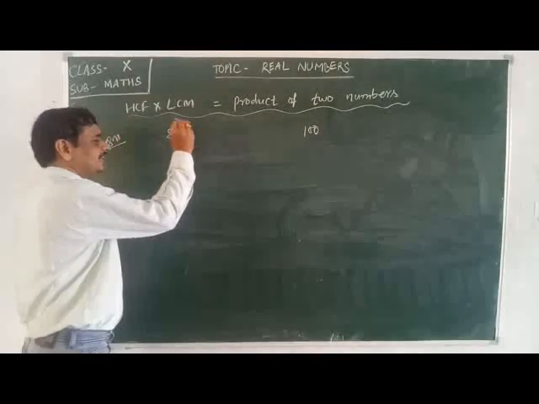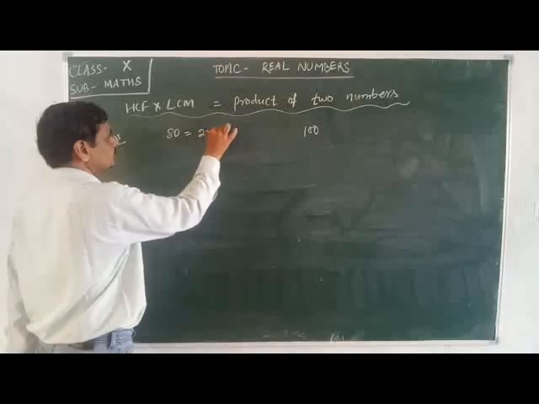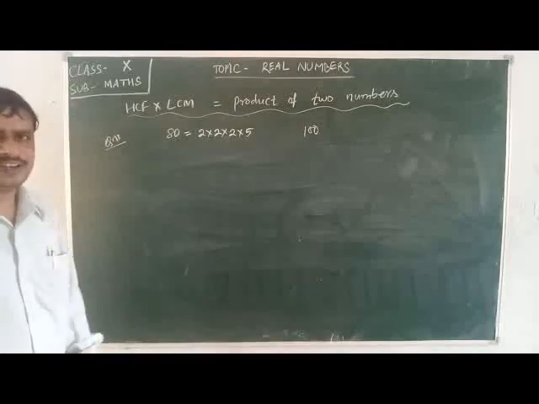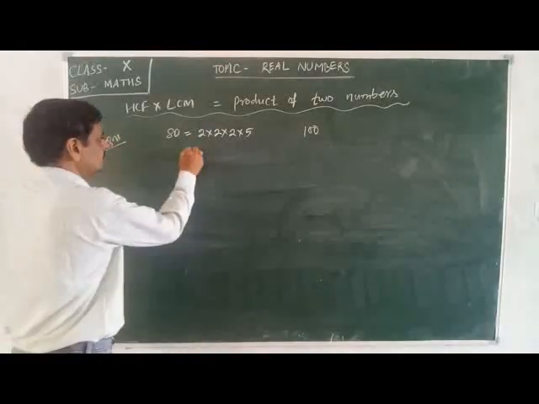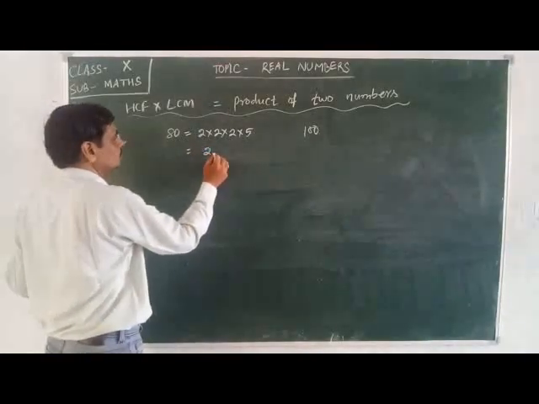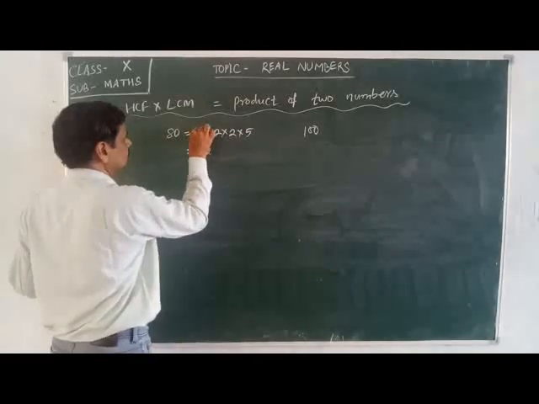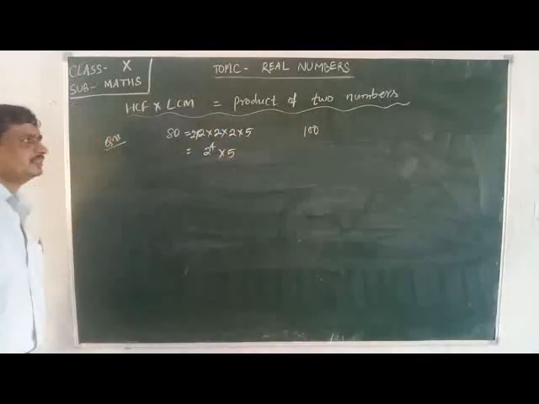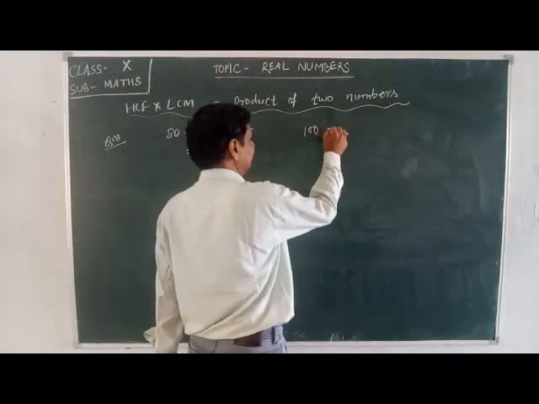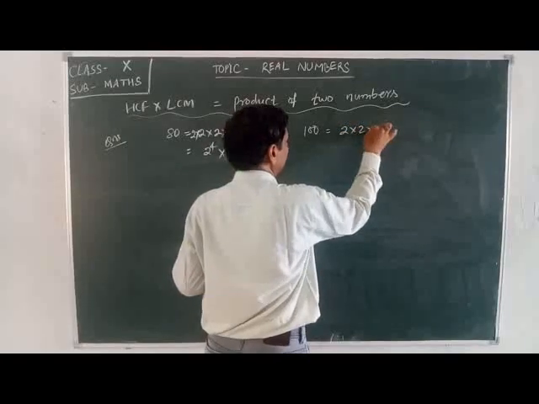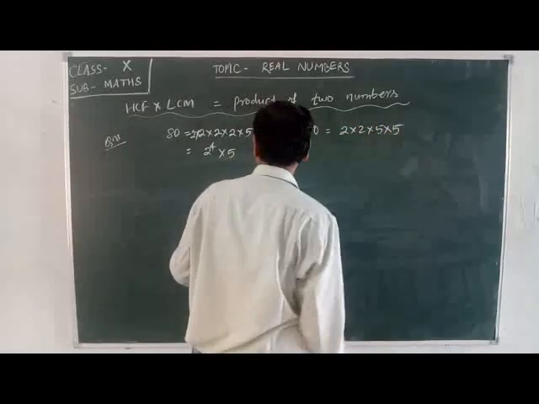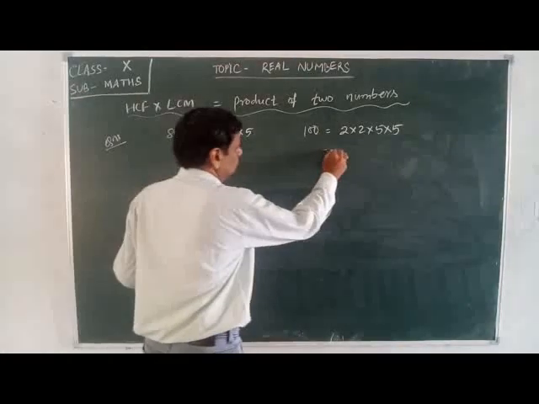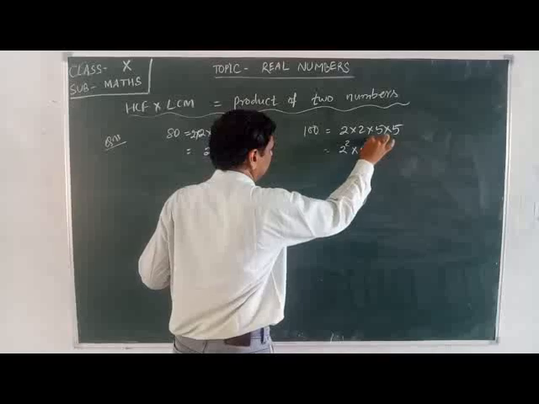This 80 can be written as 2 into 2 into 2 into 2 into 5. This is equal to 2 to the power 4 into 5. 100 can be written as 2 into 2 into 5 into 5. This is equal to 2 to the power 2 into 5 to the power 2.